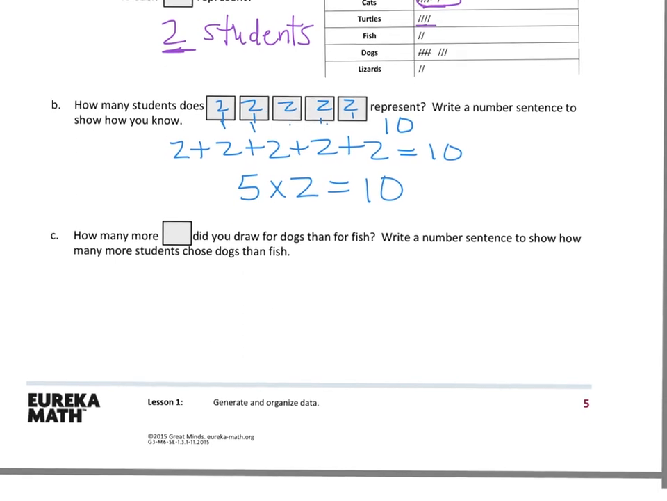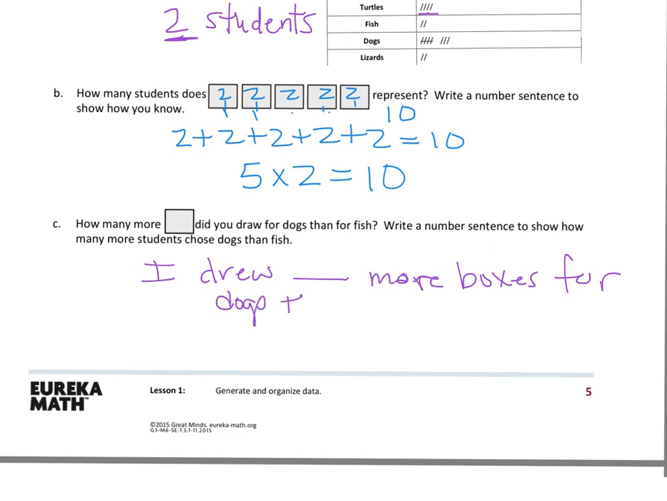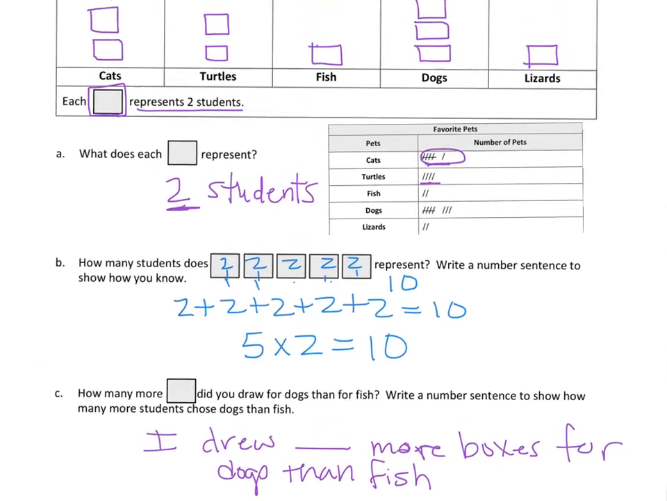Either one will work. And the last question says, how many more boxes did you draw for dogs than fish? Write a number sentence to show how many more students chose dogs than fish. So I'll put, I drew blank more boxes for dogs than fish. So now I got to go up and see dogs and fish.